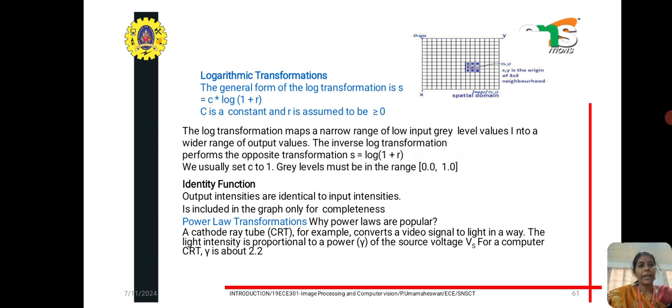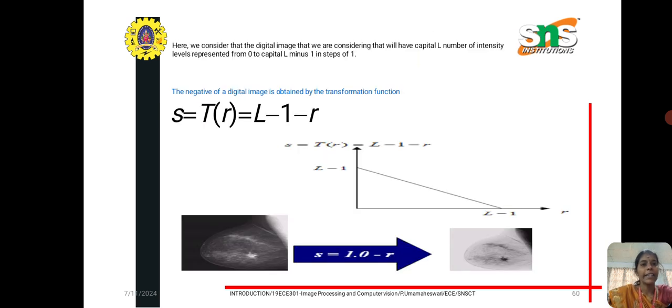So coming back to this point, the identity function and the logarithmic functions, and the negative of that particular digital image, are obtained by the transformation function. Here, from iris recognition to retina or corneal recognition, s is equal to L minus 1 minus r, that is, s is equal to T of r is equal to L minus 1 minus r.